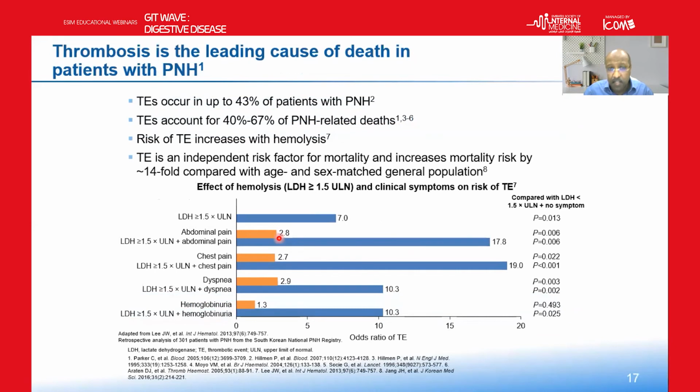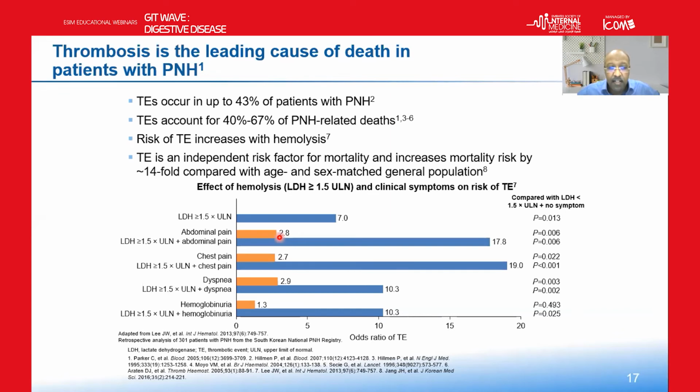And thrombosis is one of the leading causes of death in PNH. It can cause thrombosis in unusual sites: sagittal sinus thrombosis, hepatic vein thrombosis, pulmonary portal hypertension. So 43 to 60% of patients with PNH can have thrombosis, and it accounts for 40 to 67% of deaths. Also, high LDH is associated with thrombosis and associated with symptoms in PNH.